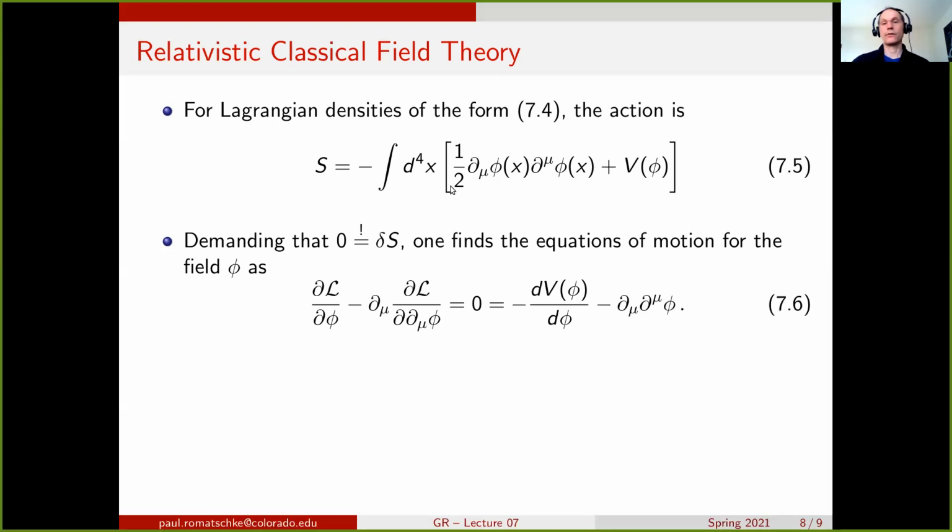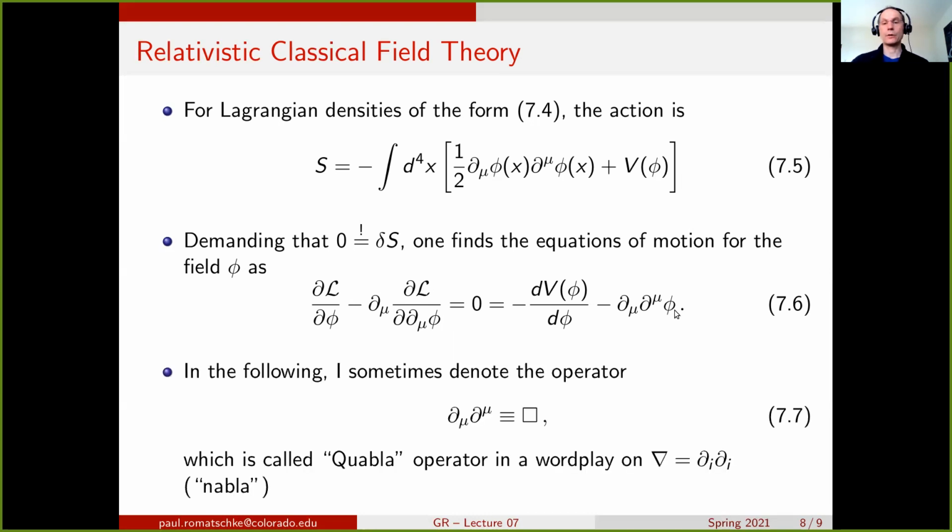For this particular form of the Lagrangian density, this becomes minus the derivative of the potential minus d mu d mu phi. And in the following, I will sometimes denote this operator d mu d mu as a box operator. This is sometimes pronounced the quabla operator, which is simply a wordplay on the nabla operator, the Laplacian that we have in usual three-dimensional spaces.